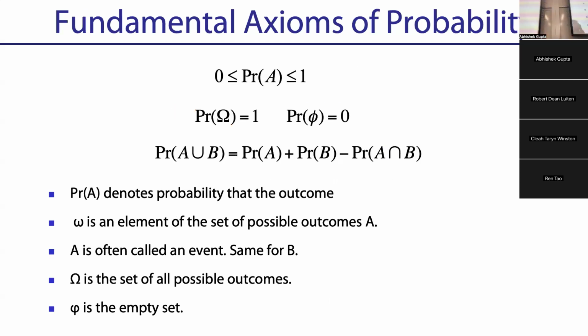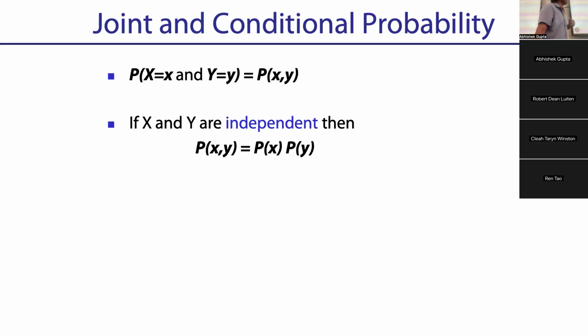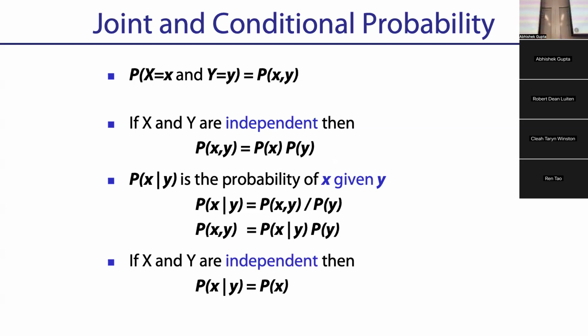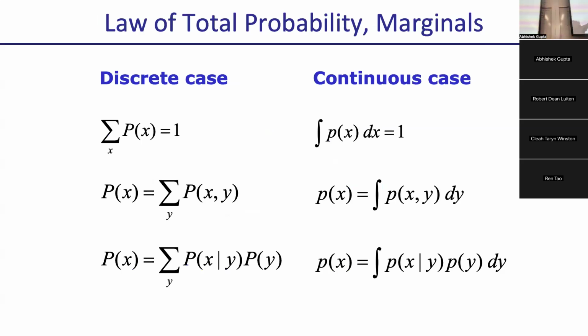As a recap, the fundamental axioms of probability: probabilities lie between 0 and 1, they sum up to 1, and A union B is A plus B minus A intersection B. For joint and conditional probabilities, if two things are independent, their joint probability is the product of their individual probabilities. When you have a joint, you can always write it as P of x given y times P of y, or P of y given x times P of x. If x and y are independent, then P of x given y is the same as P of x, because y doesn't affect x. Finally, probabilities always sum or integrate to 1. If you have a joint distribution and sum over one of the variables, it gets marginalized out. So the sum of P of x, y with respect to y is P of x. That's all we really need to know.